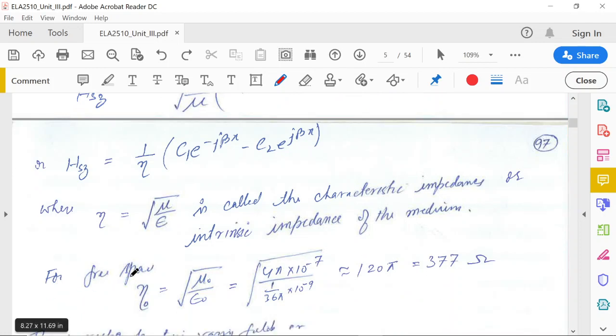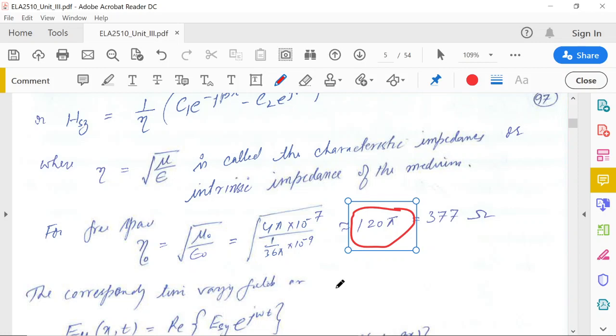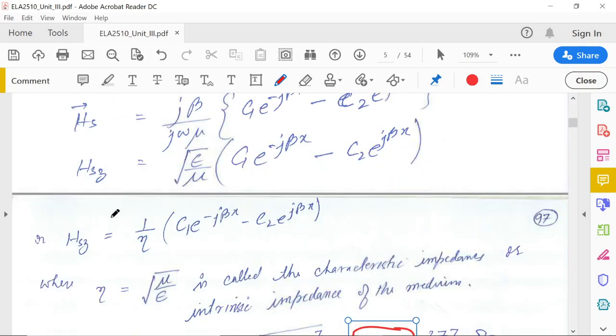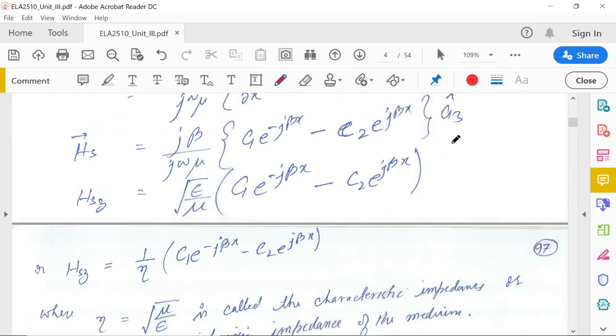For free space, you can find this value eta naught equals under root mu naught over epsilon naught, which comes out to be 120 pi. So we have the electric field in the direction of y, then the magnetic field comes out to be in the direction of z, and they will be a function of x only.